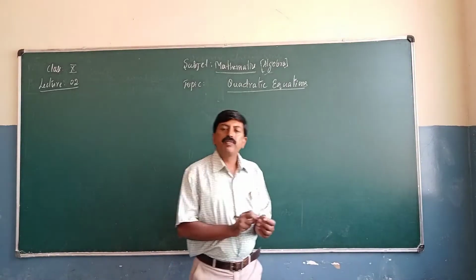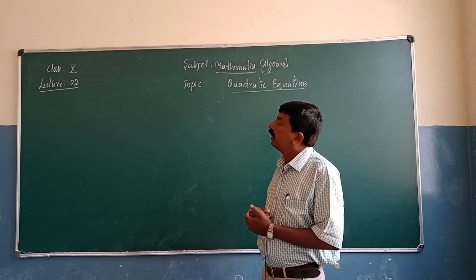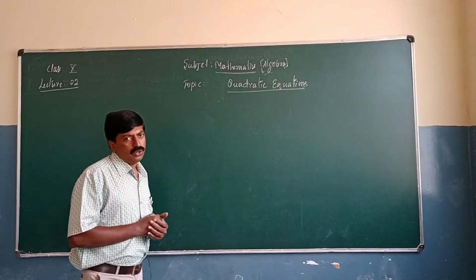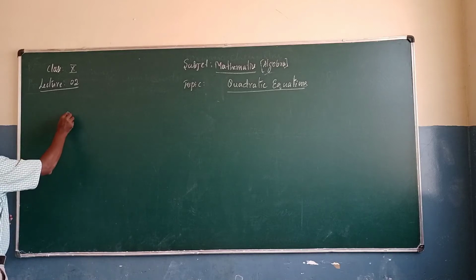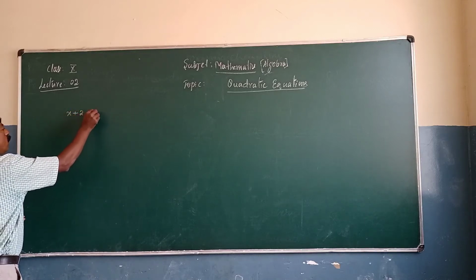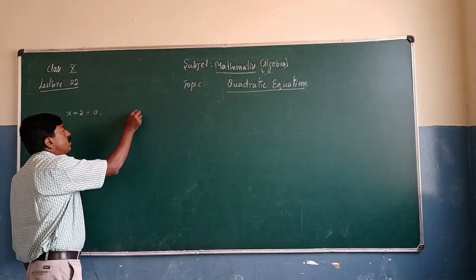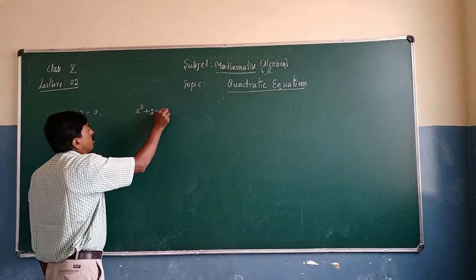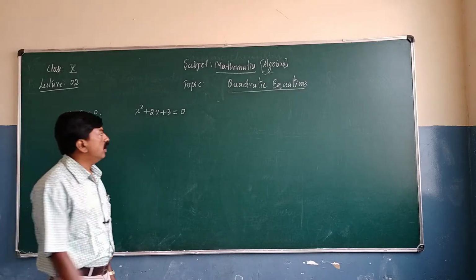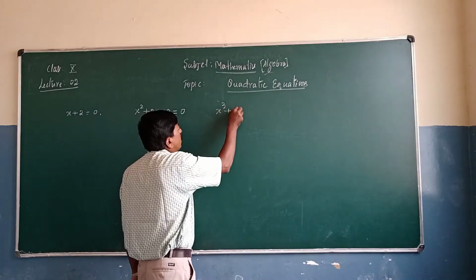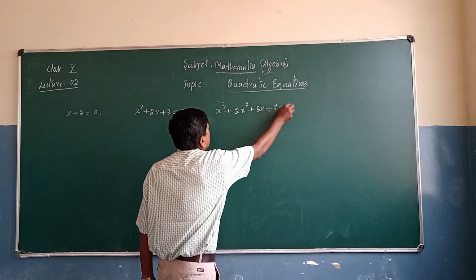So well students, in yesterday's class we studied the meaning of a quadratic equation and a few examples. Let us recall. Now observe: x plus 2 is equal to 0 is an equation. x square plus 2x plus 3 is equal to 0 is also an equation. x cube plus 2x square plus 5x plus 7 is equal to 0.